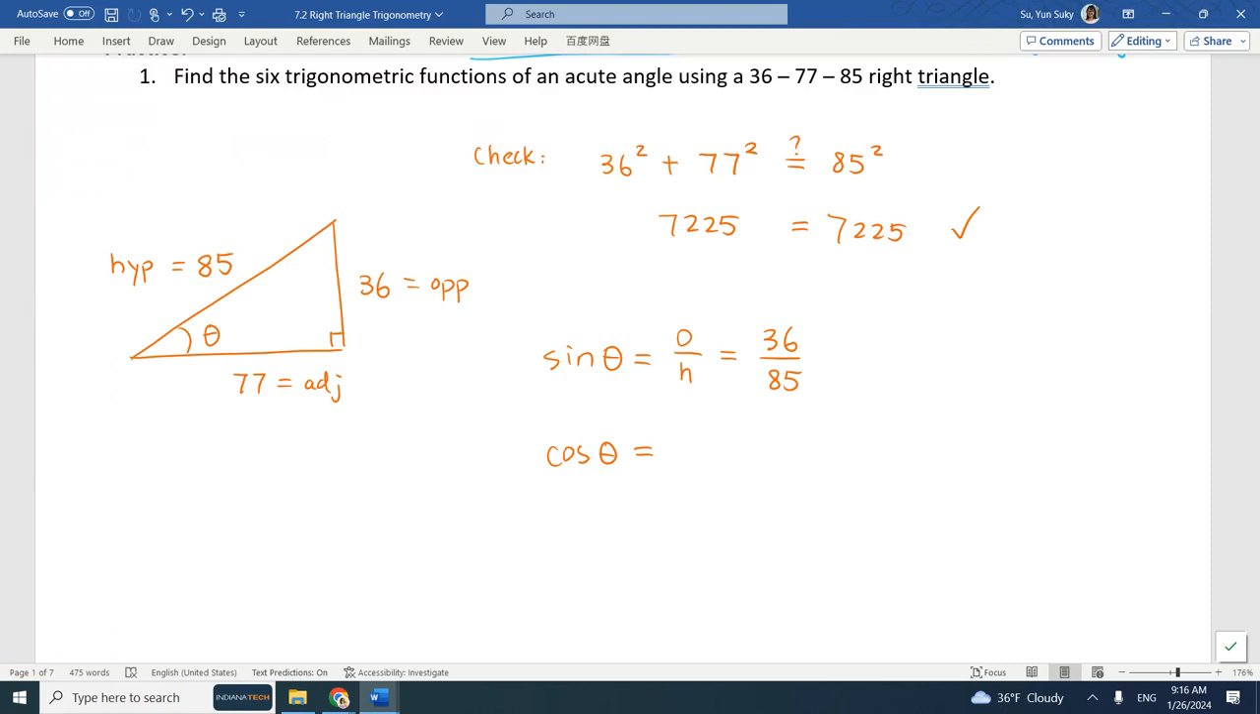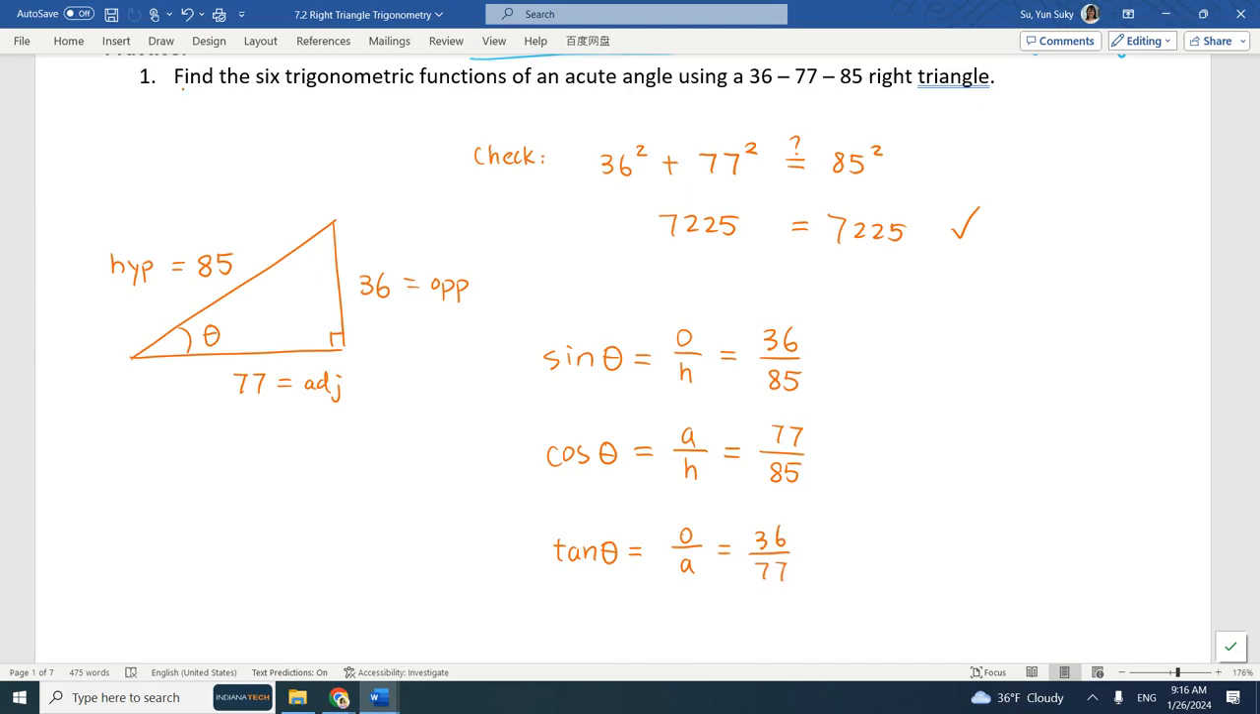Cosine theta is adjacent over hypotenuse. And what was adjacent? 77 over 85. Okay, right? And next, tangent theta. What's tangent theta? Opposite over adjacent. Opposite is 36 over 77.